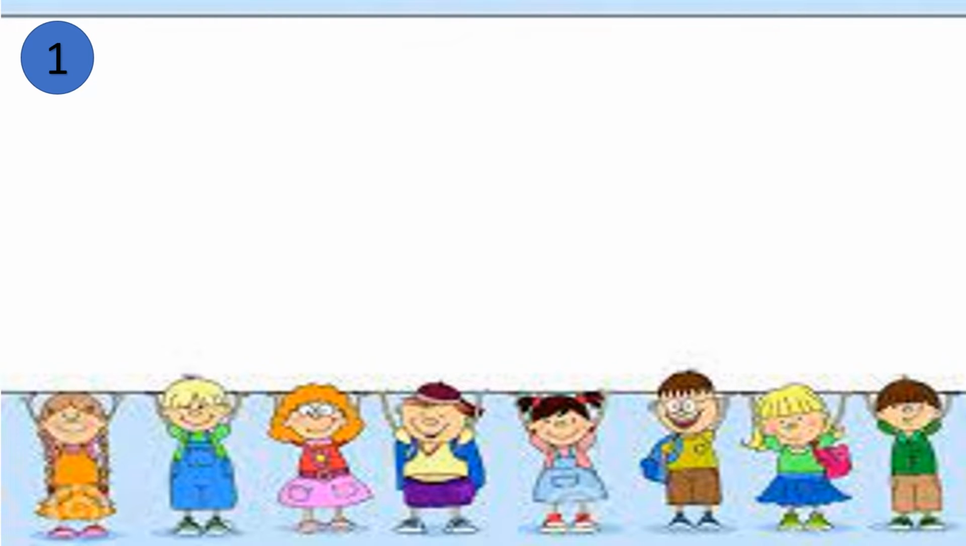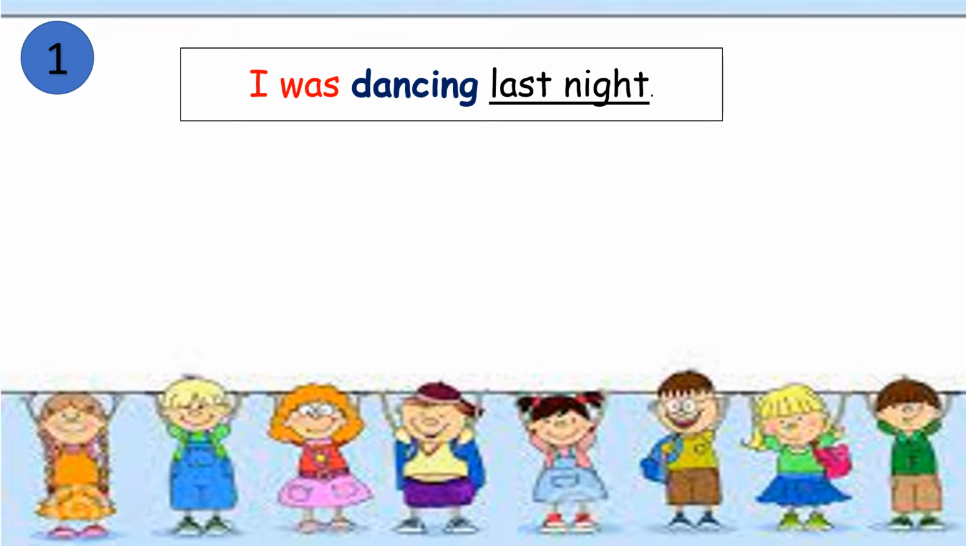Let us study the following examples. I was dancing last night. So our sentence begins with I. So we use was plus the verb with ing, which is dancing. The original verb is dance. So to change dance to dancing, we need to change the letter E to ing. And in this sentence, the time indicator is last night. I was dancing last night. So this is an affirmative or positive sentence.